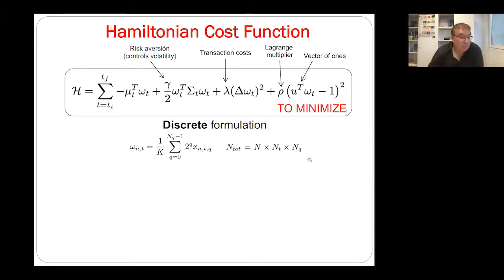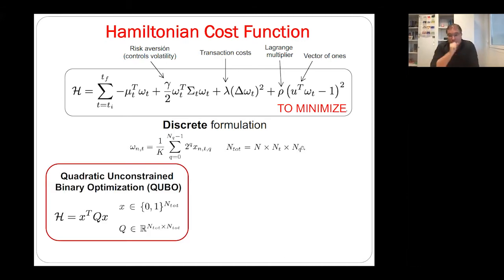So the total number of qubits that I'm going to need to optimize this formula is right here. I'm going to have nq qubits, which is the qubit depth for each weight, for every time t and for every asset n. Now, the number of trading steps is say nt, and the number of assets is capital N. So the total number of qubits is N times NT times NQ.